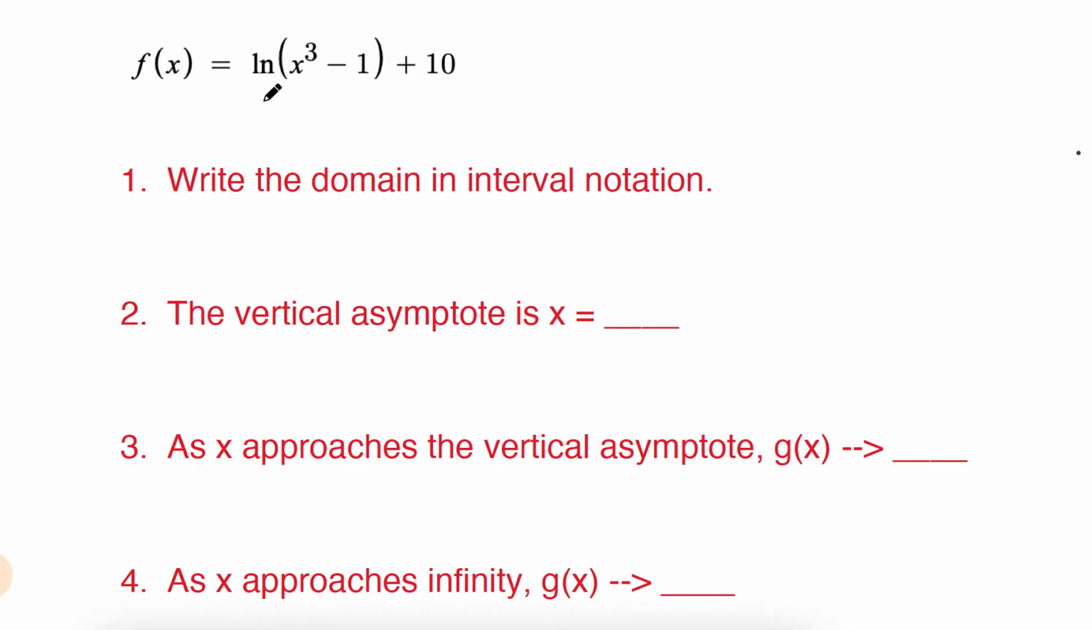This function has a logarithm. One thing we want to look out for is that we have a vertical asymptote when the argument of the logarithm equals 0. And then we can't have negative values inside the logarithm.